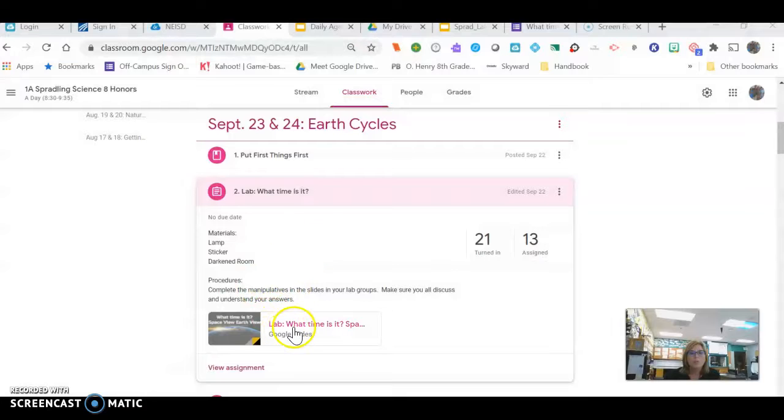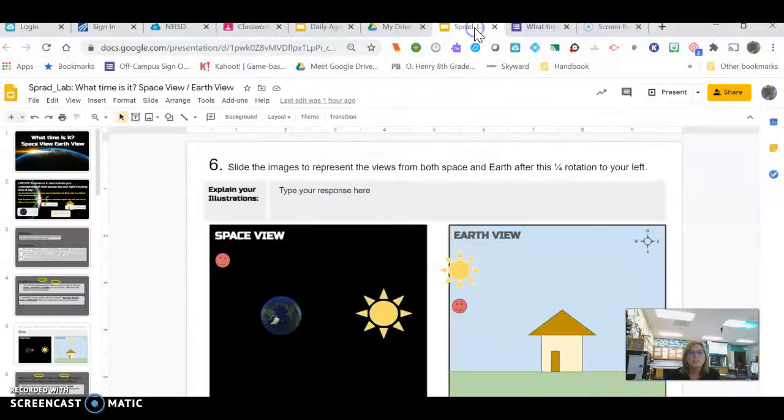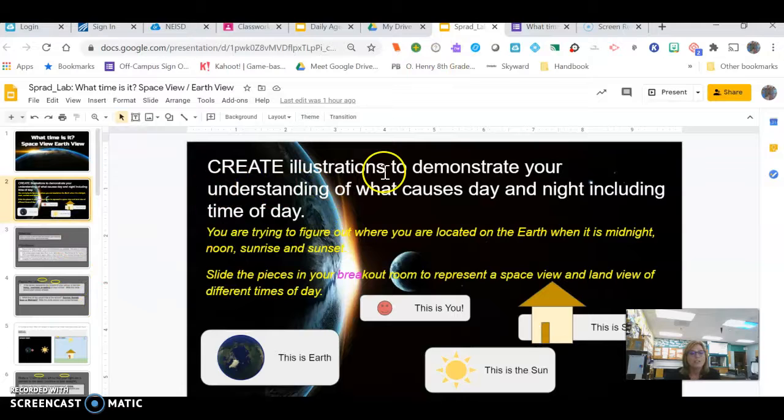So when you go and open this, here's what you're going to have. You are going to create some illustrations to demonstrate that you understand what causes day and night, including the time of day. You're trying to figure out where you are located on the Earth when it's midnight, when it's noon, when it's sunrise and sunset. So that's what I mean by time of day. Those are your 4 choices.